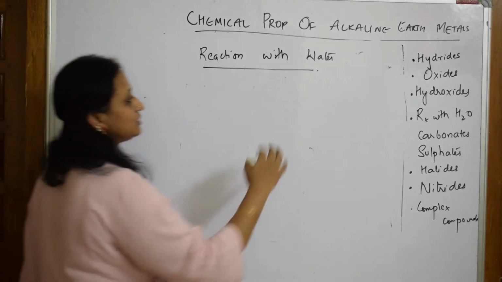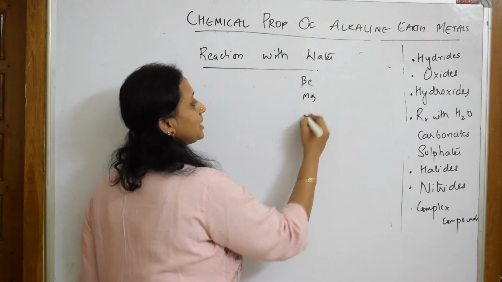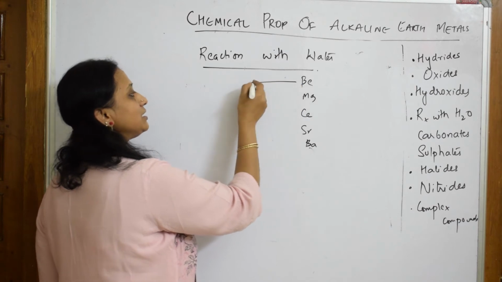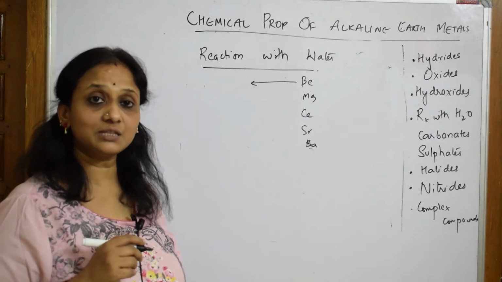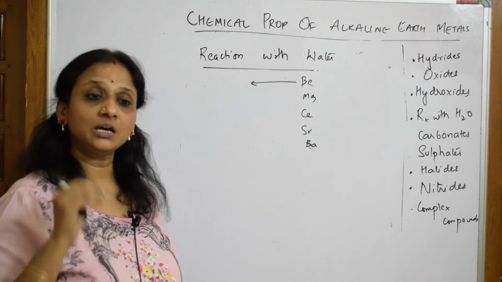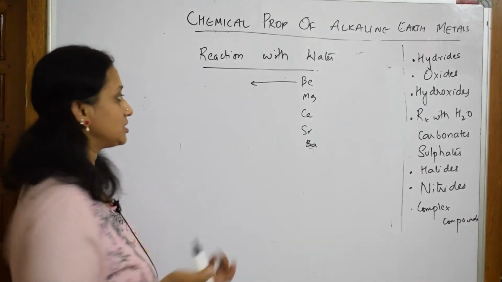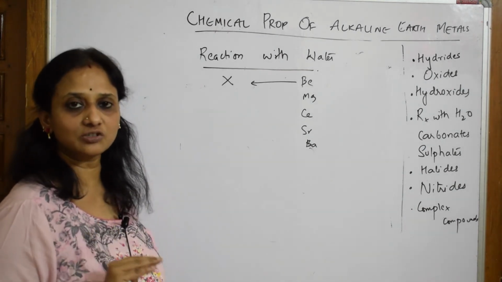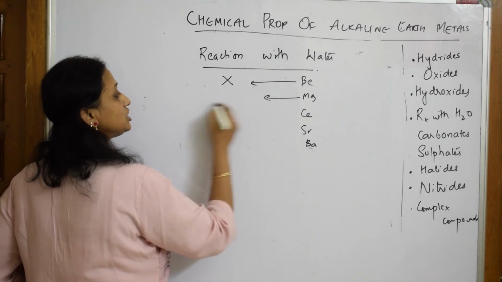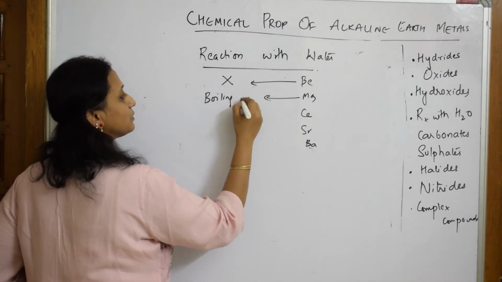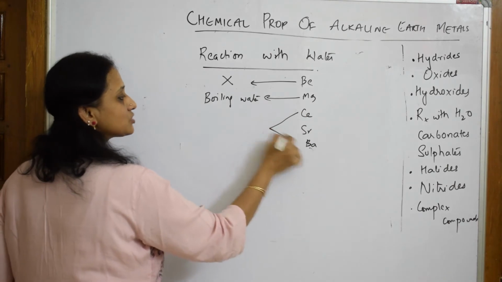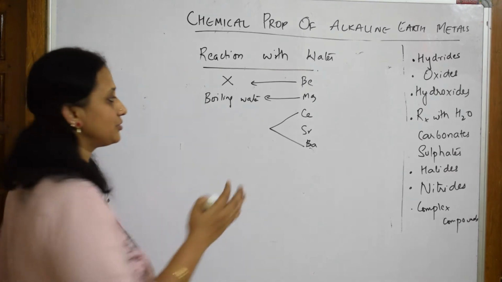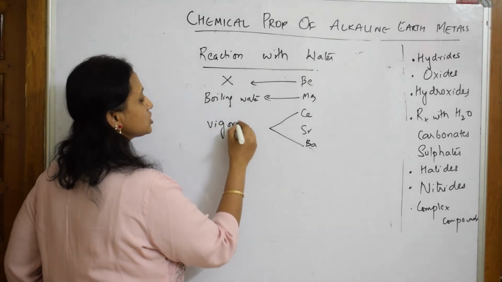When I have to speak about all the metals, beryllium, magnesium, calcium, strontium, barium, among these, beryllium is the only alkaline earth metal which will not react with water, both at room temperature as well as in boiling water. Room temperature also it will not dissolve, boiling water also not. When it comes to magnesium, magnesium dissolves only in boiling water. Remember that. Calcium, strontium and barium, all three will immediately dissolve in water. Vigorously they are going to dissolve.